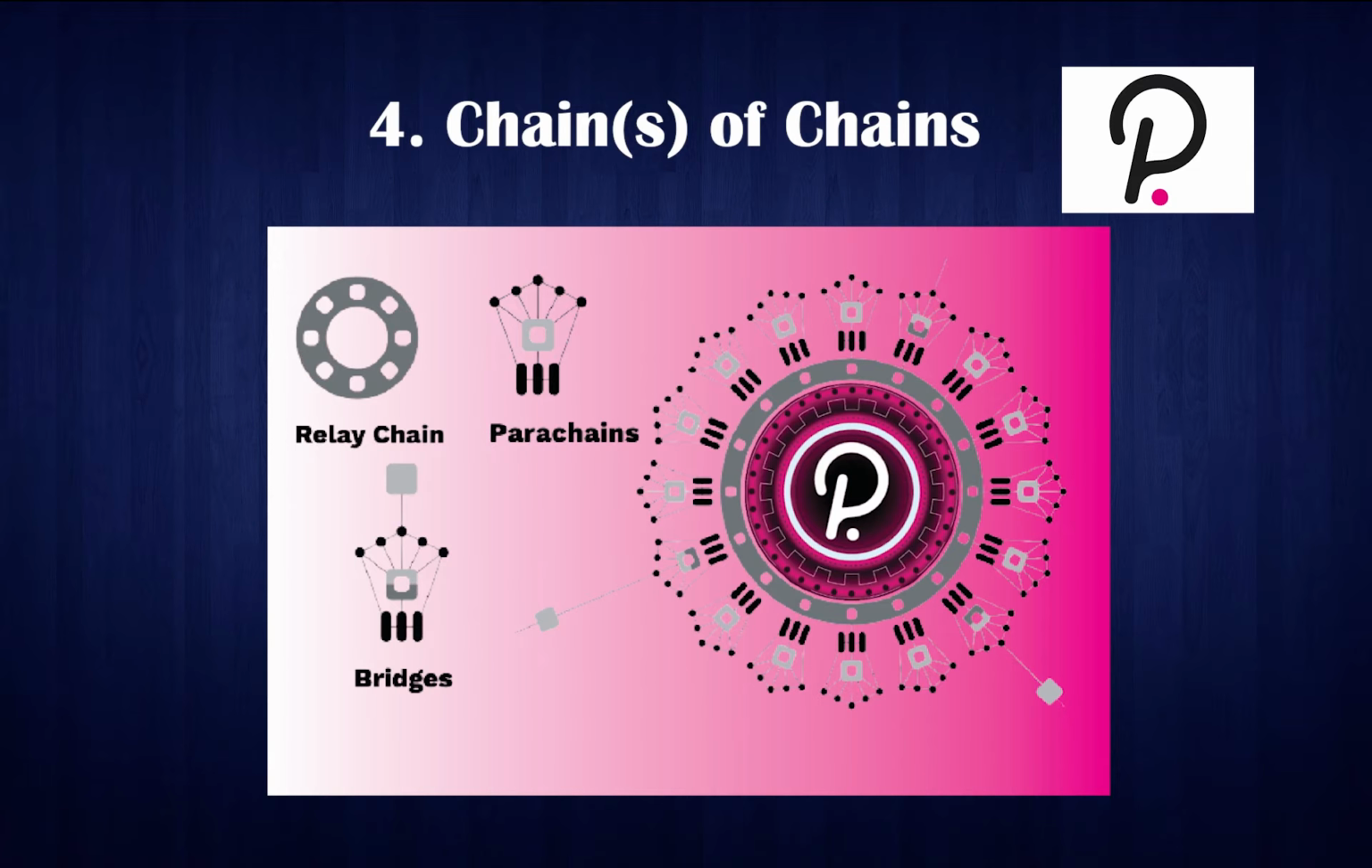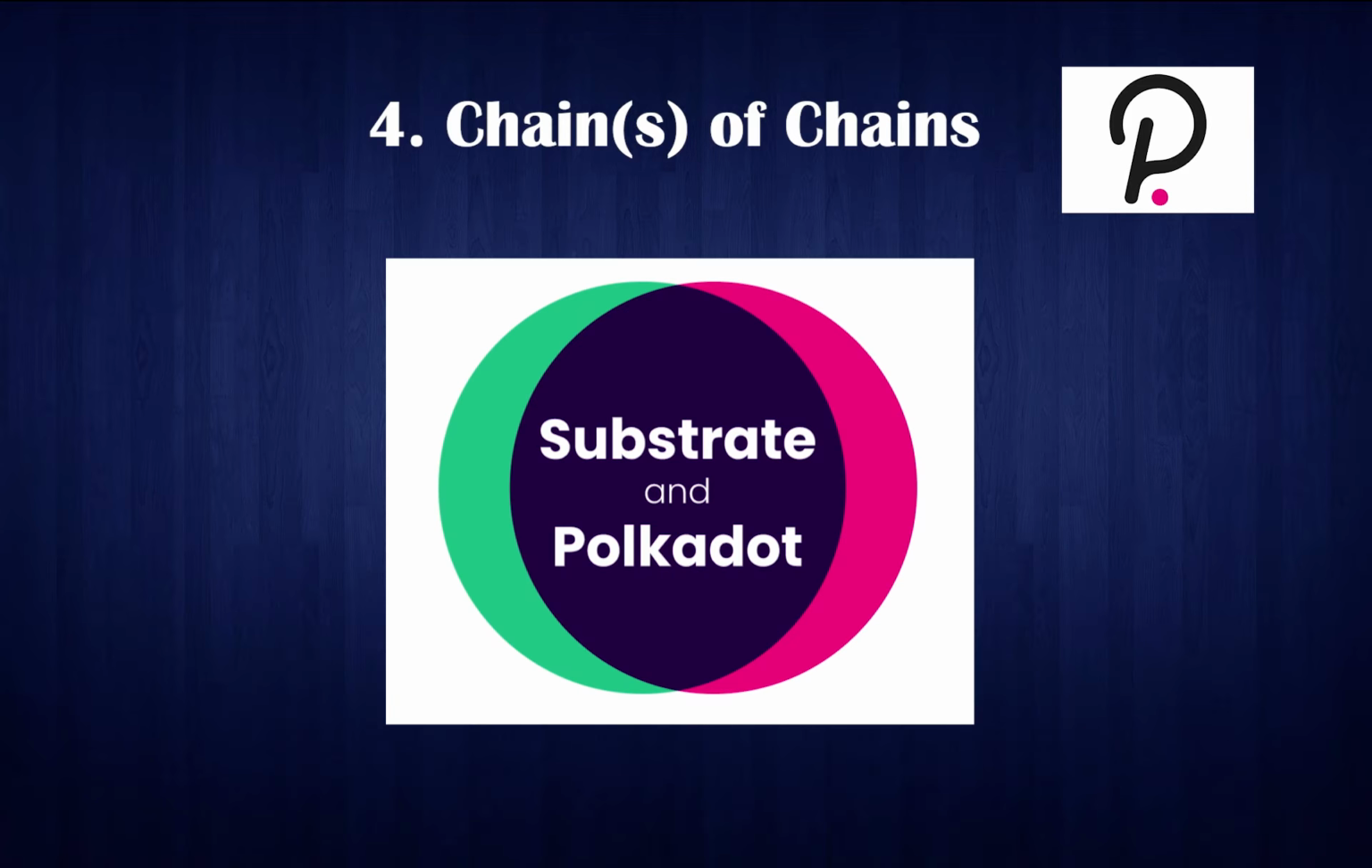Polkadot has a relay chain and parachain architecture. The relay chain is like the main chain of Polkadot. And a parachain is an application-specific chain that can connect to the relay chain and benefit from the security of the main chain. Polkadot has an SDK called Substrate, which allows any developers to build an application-specific blockchain and easily connect it to Polkadot.